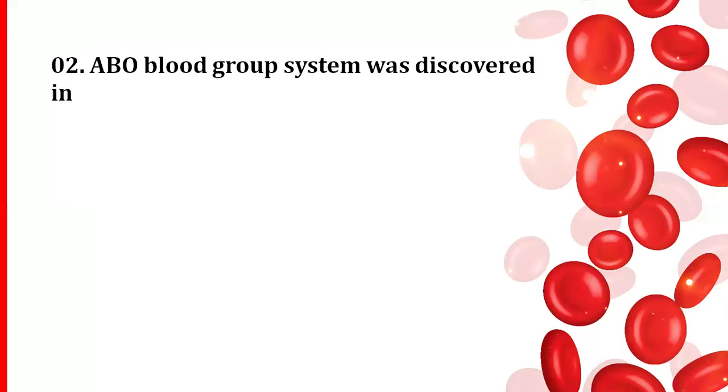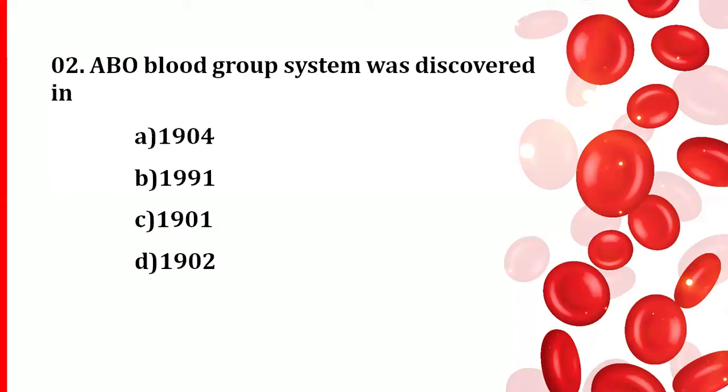Next question, ABO blood group system was discovered in option A 1904, option B 1991, option C 1901, option D 1902. Here the right answer is 1901. So ABO blood group system was discovered in the year 1901.